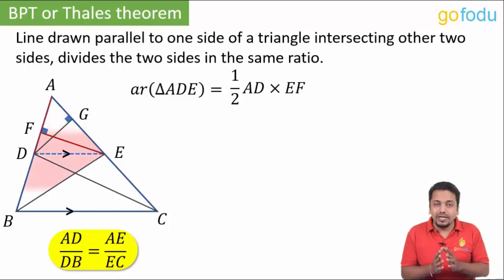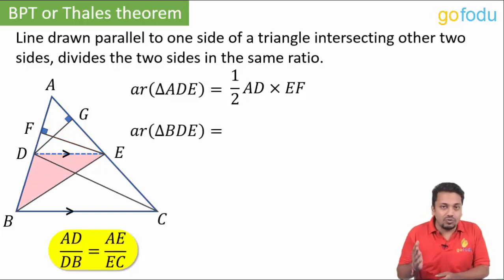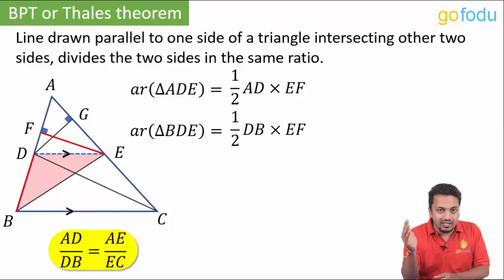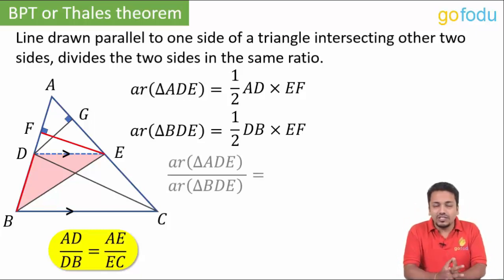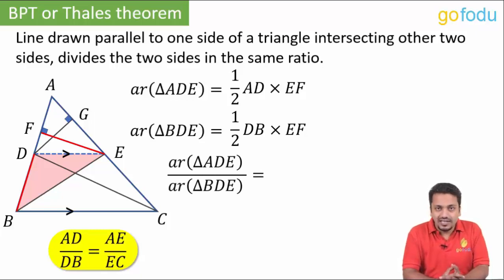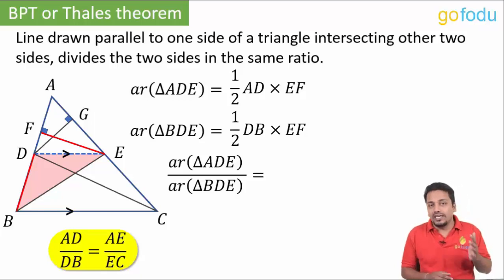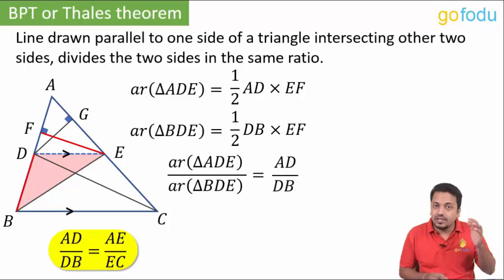And area of triangle BDE is equal to half base DB into altitude EF. Now take the ratio of these two areas. Area of triangle ADE upon area of triangle BDE is equal to, EF will get cancelled, and this will be equal to AD upon DB.